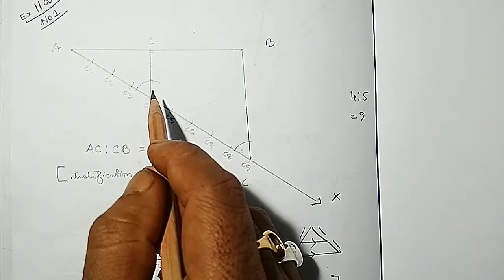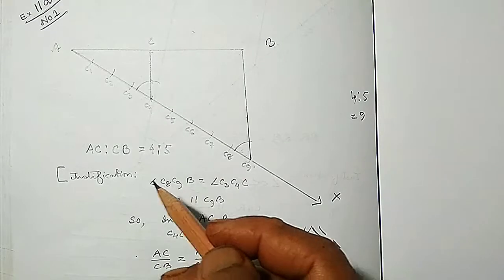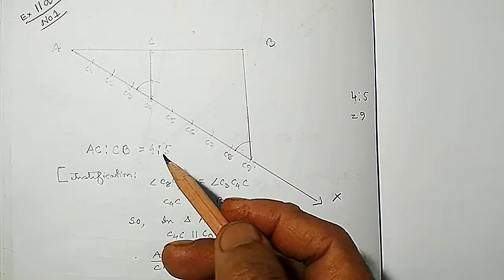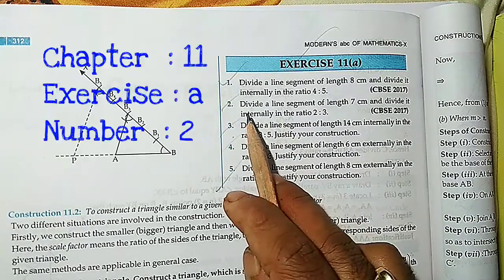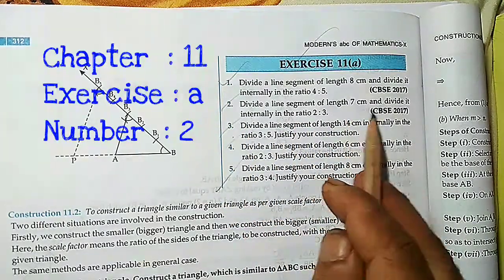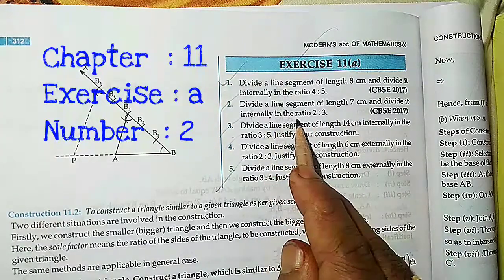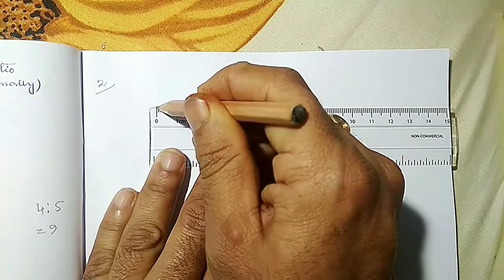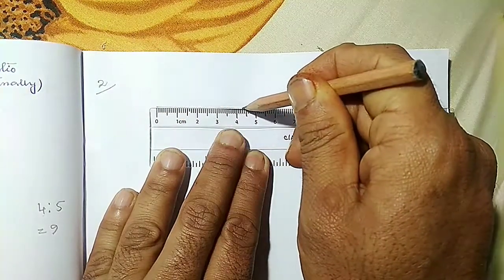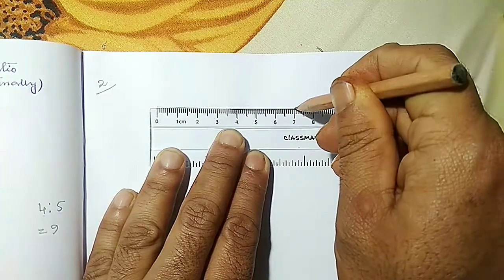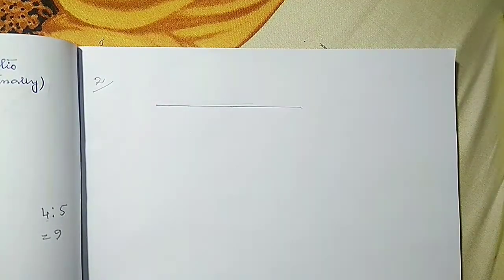In the second one, I am not going to explain justification and steps because it will be the same. Let me show now question number 2. In question number 2, we have to draw a line segment of length 7 cm and then divide it internally in the ratio 2:3. Here first of all, we have to draw a line segment of length 7 cm as given in the question. So I have drawn a line segment of length 7 cm.